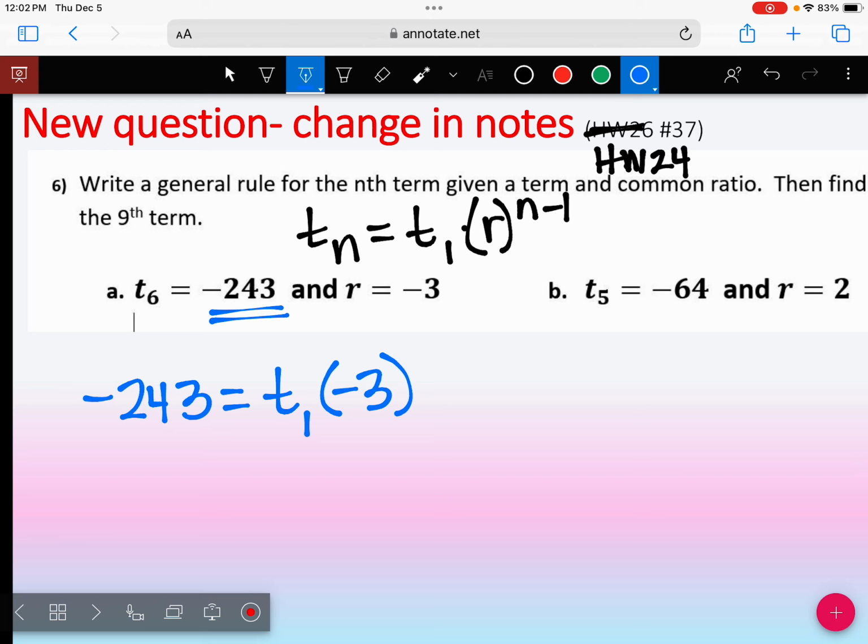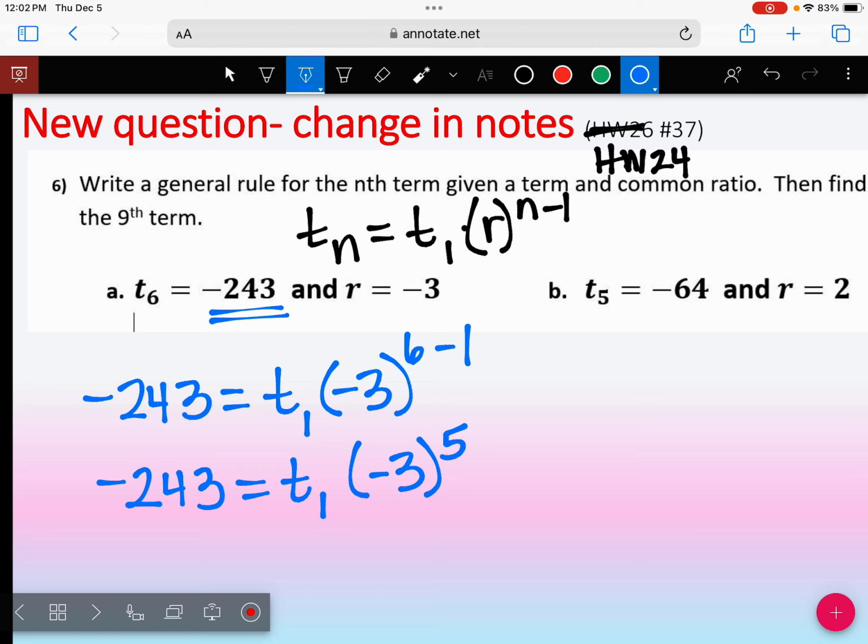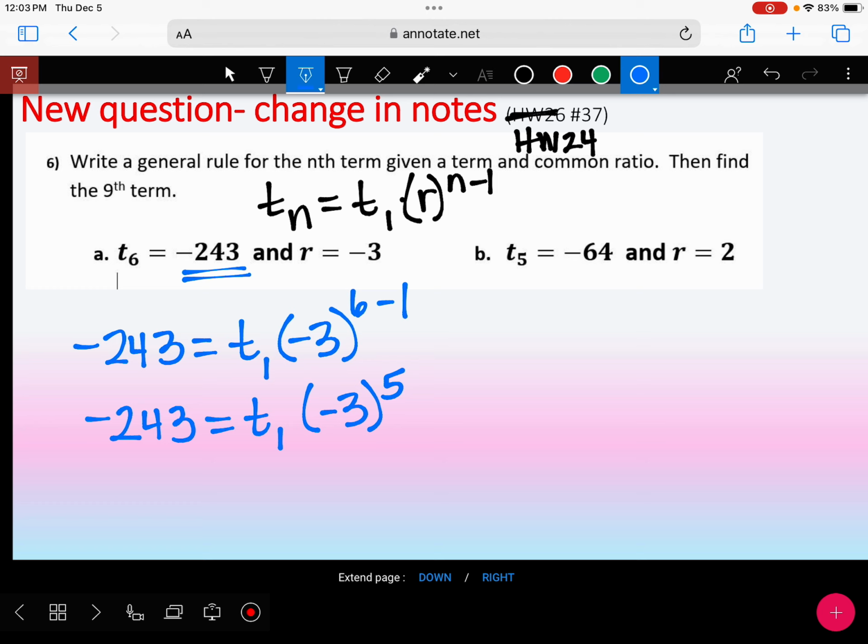And what's going to be my exponent? What term is this? Negative 243 is what term? 6, so it's to the power of 6 minus 1. So we got negative 243 equals T1 times negative 3 to the 5th. Let's figure out what negative 3 to the power of 5 is. Make sure you're using your parentheses when you type it into your calculator.